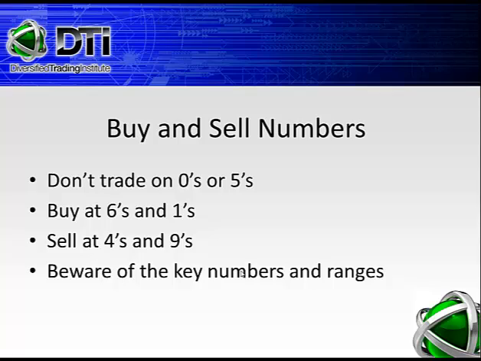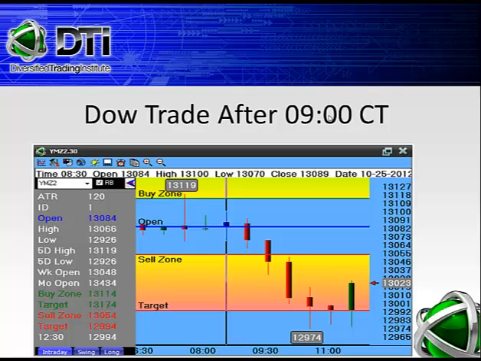Make sure you don't trade around those key numbers and those little ranges, that plus and minus 5-point range around there. Just make sure you get away from there before you start buying and selling. It'll have a lot of support and resistance in there. And in fact, if you look at how this was working here, here's a Dow trade right after 9 o'clock in the morning.